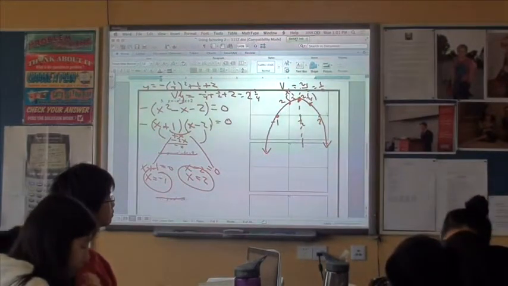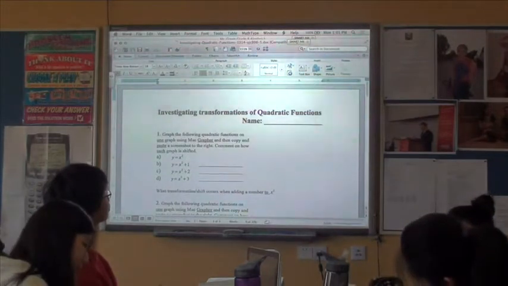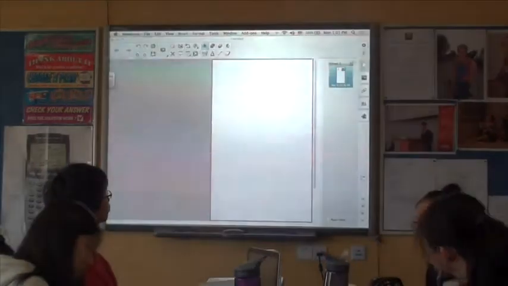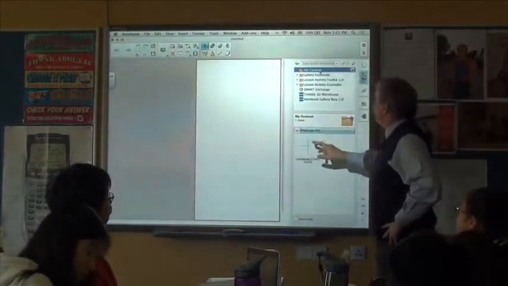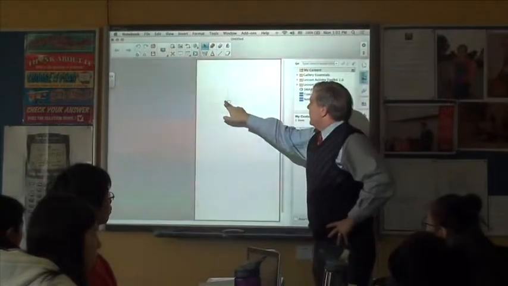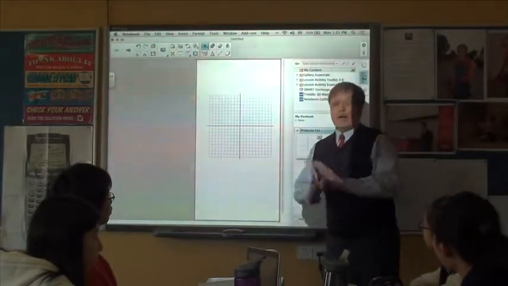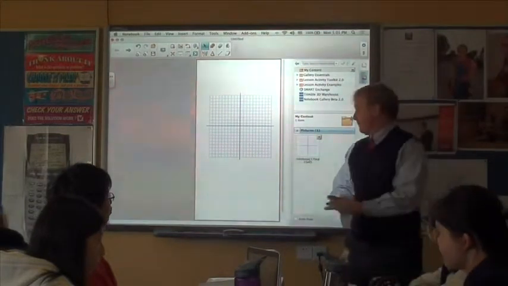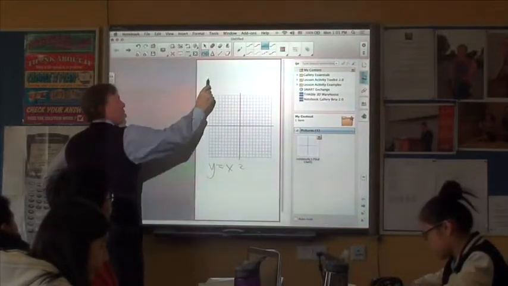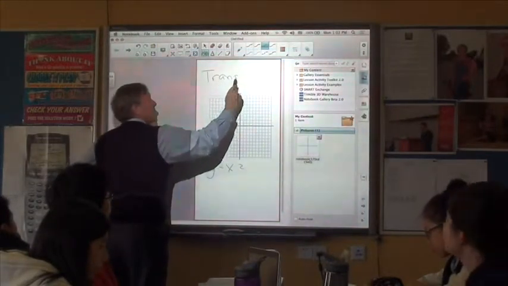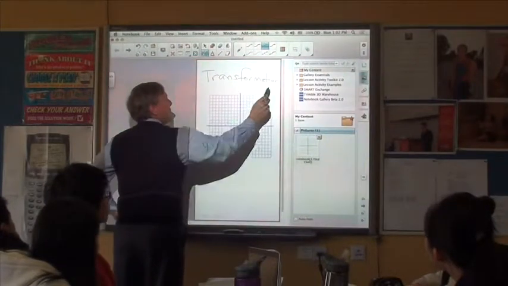We don't need this. We're going to do that, and I want to show you something first. First thing we're going to do is consider our foundation graph. And the foundation graph is y equals x squared. Because what we're studying today, read it out loud. Transformation.